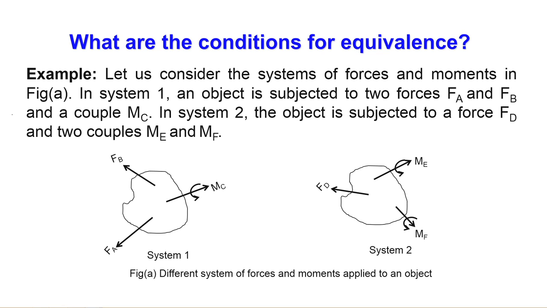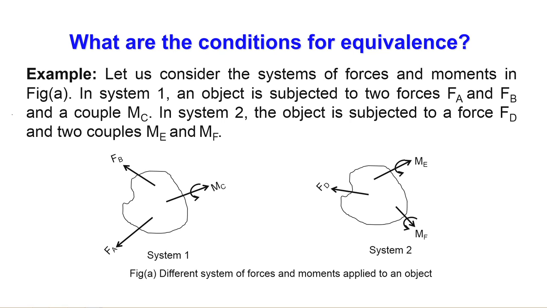So, what we will do: in the first system two forces are there. The summation of all the forces for system 1 will be equal to the summation of all forces of system 2. In system 1 the forces are F A and F B, and in system 2 the only force is F D.